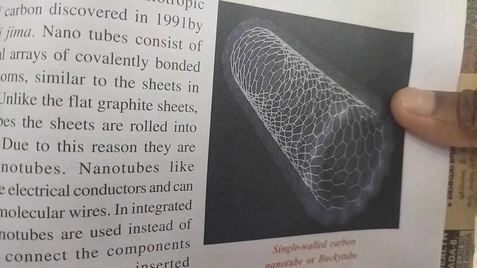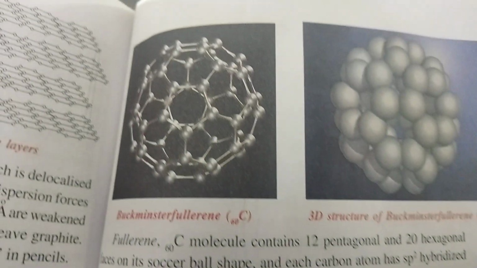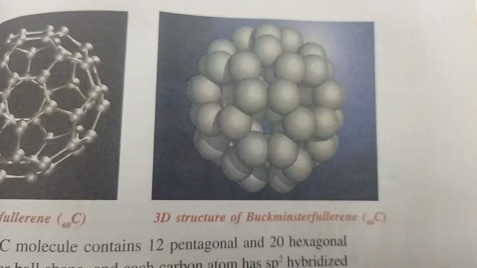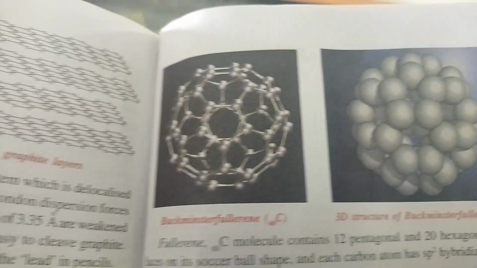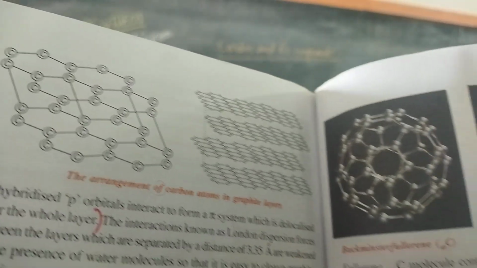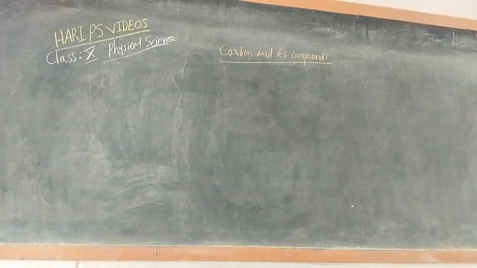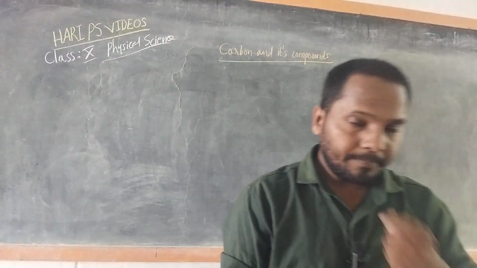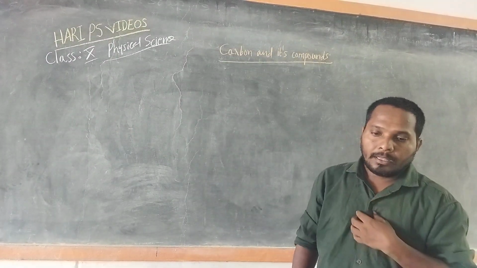Single-walled carbon nanotubes. Then I already showed the Buckminster fullerene, whose 3D structure looks like a football, then graphite. So let's start our session today.